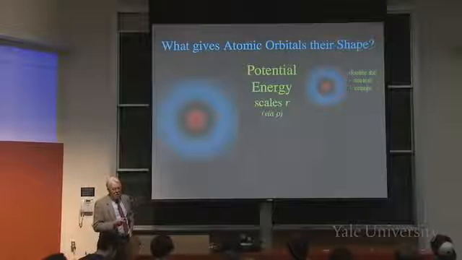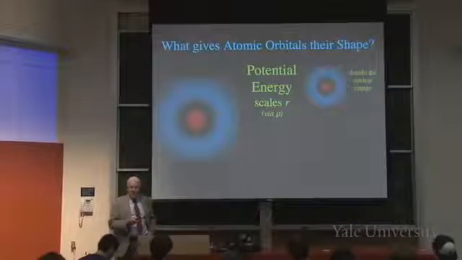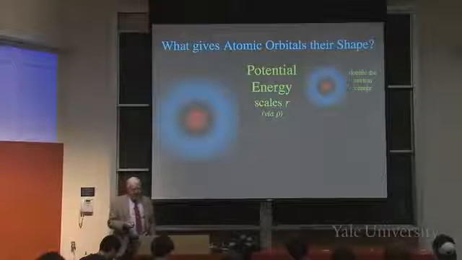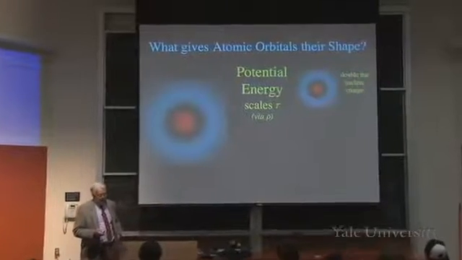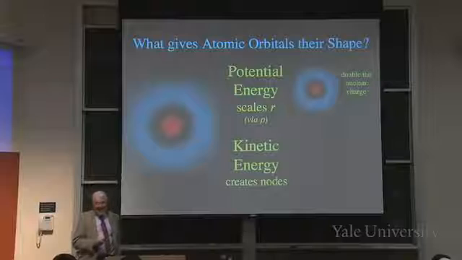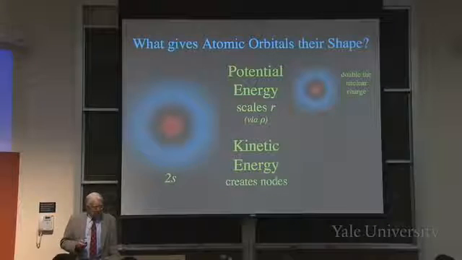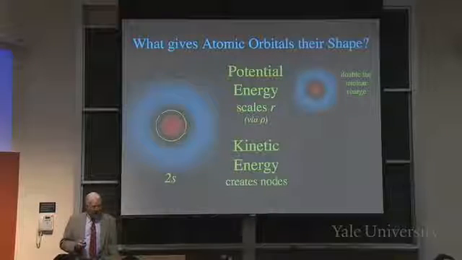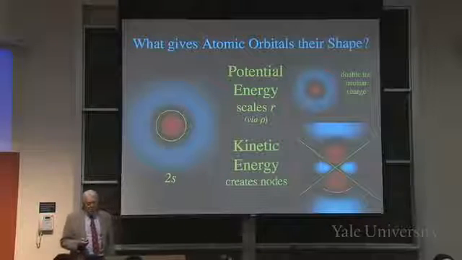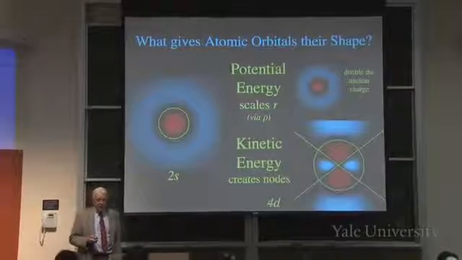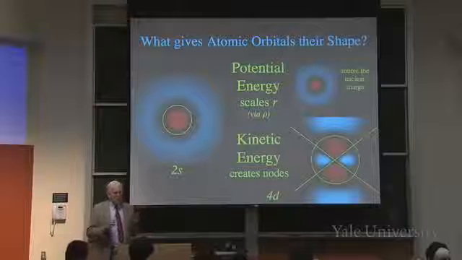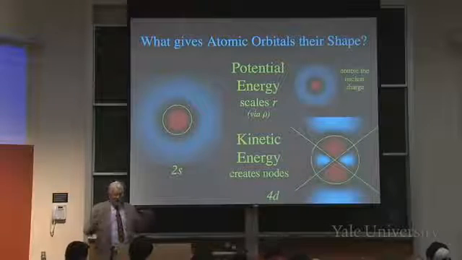Or if you double the nuclear charge, the thing gets half as big. That's Coulomb's law, sucking it in, right? So the potential energy scales the radius through the formula for rho. We've seen that. But the kinetic energy is what creates nodes. So the 2s has that spherical node. Or this orbital here has two conical nodes and a spherical node. It's the 4d orbital. So kinetic energy is what creates the shapes. The charge just scales things in and out.